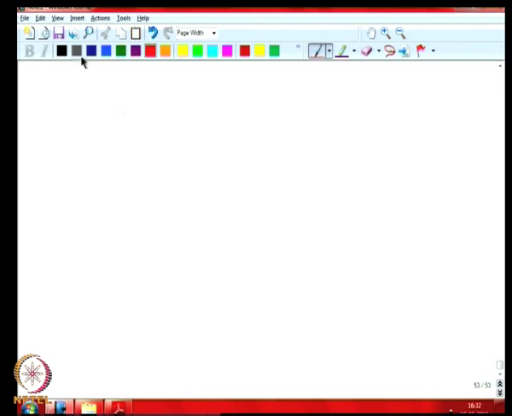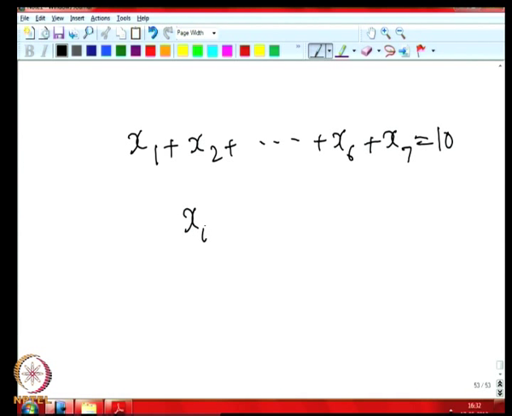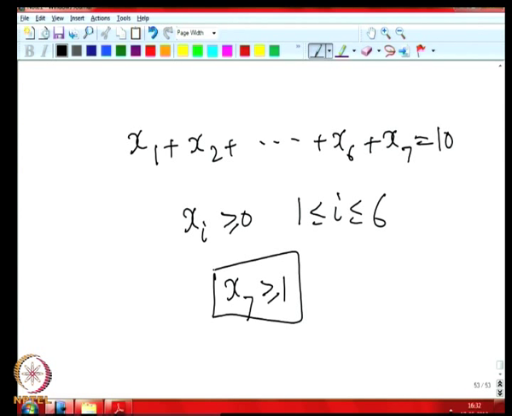This is a nice trick, we converted it to an equality. So, namely x1 plus x2 plus ... x6 plus x7 is equal to 10 now. The conditions are xi is greater than or equal to 0 for 1 less than or equal to i less than or equal to 6, and x7 has to be at least 1. Okay, x7 has to be at least 1.